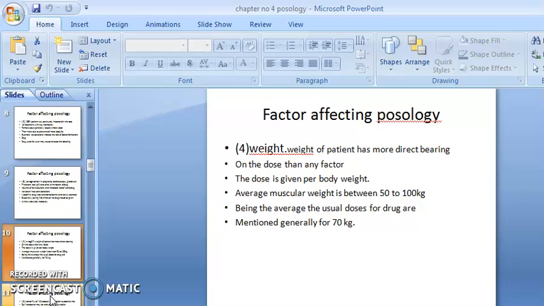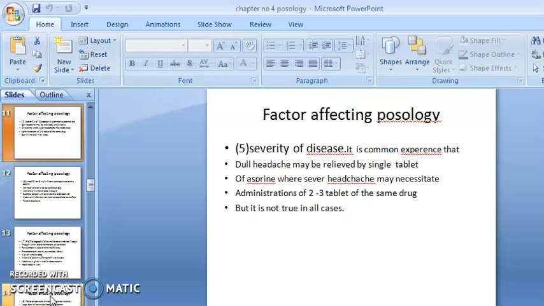Weight. Fourth, the weight of the patient has more direct bearing on dose than any other factor. The dose is given per body weight. Average adult weight ranges between 15 to 100 kg. Being the average, the usual doses for drugs are generally mentioned for 70 kg. Generally, we consider the average weight as 70 kg, whereas between 15 to 100 kg there is variation in weight. You have to take this into consideration for the calculation of adult dose.